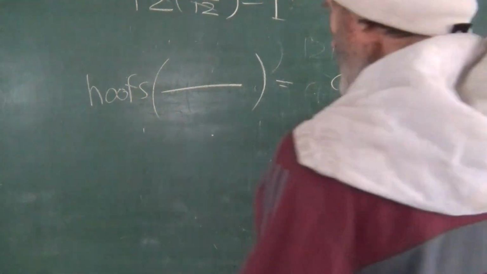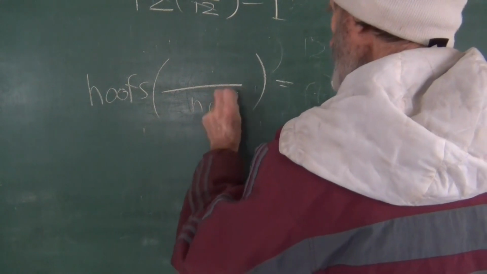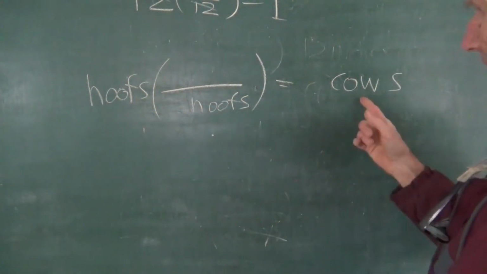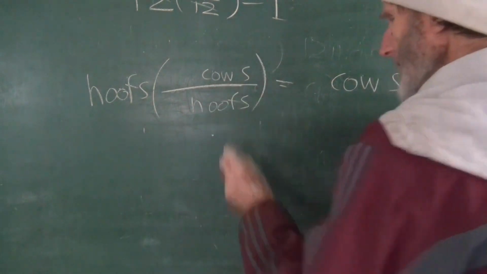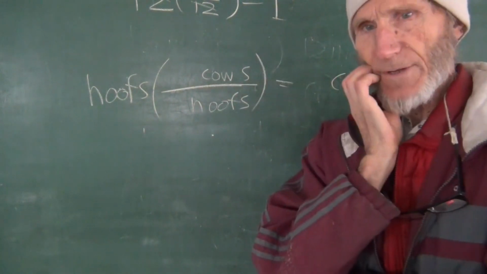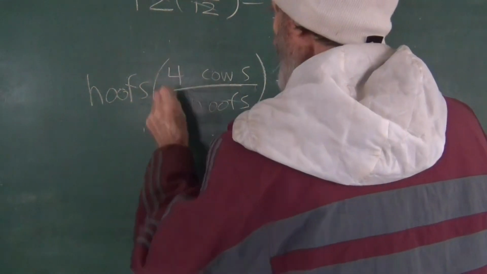Okay, so I'll stop the tape while you write that in. Well, simple. First of all, if you want to get rid of hoofs, put hoofs downstairs. And if you want to turn it into cows, put cows upstairs. Now here's the tough one. What numbers go in there? Well, 4 and 1, right? 4 and 1.